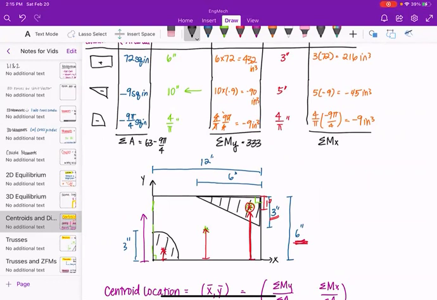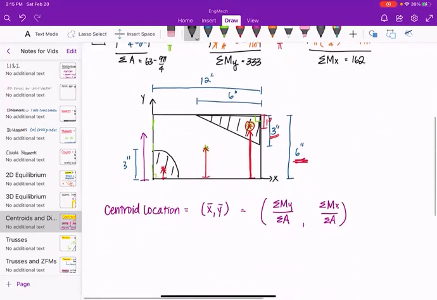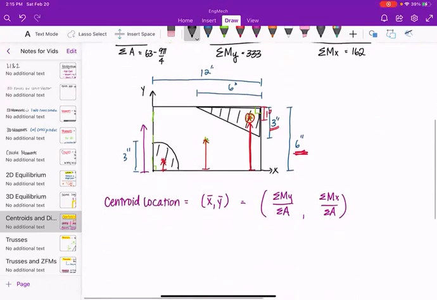And then here it's 216 minus 45 minus 9. And that's 162. So if I come back down here and start filling out this formula, what I get is the sum of the moments about the y: 333 over 63 minus 9 pi over 4, and then comma, 162 over 63 minus 9 pi over 4.